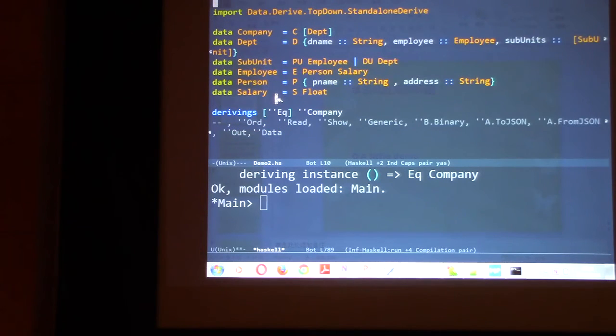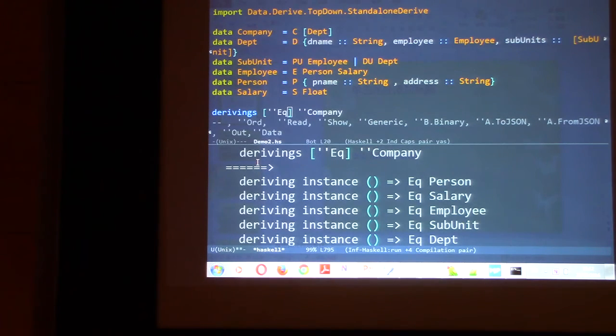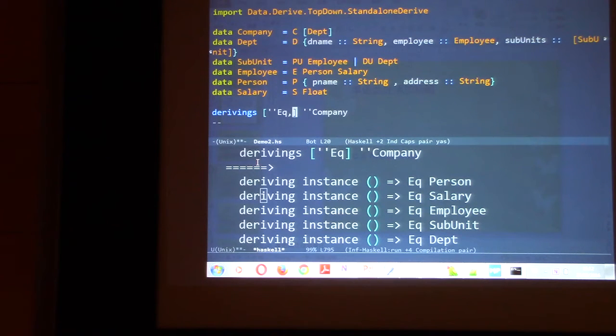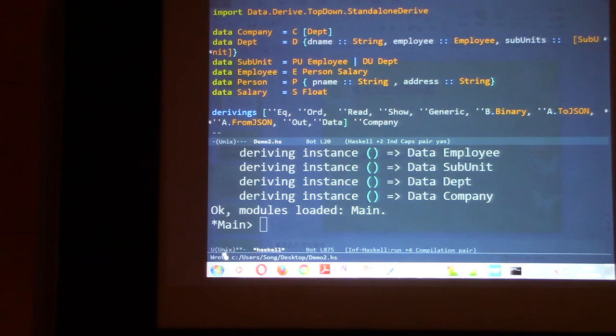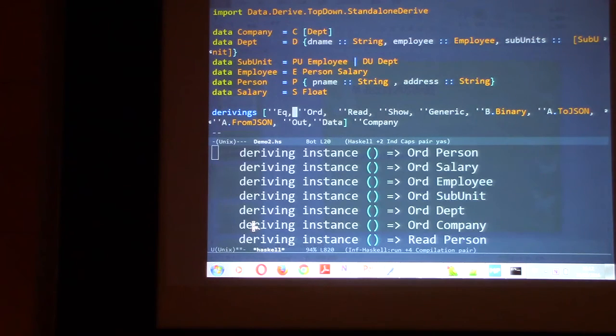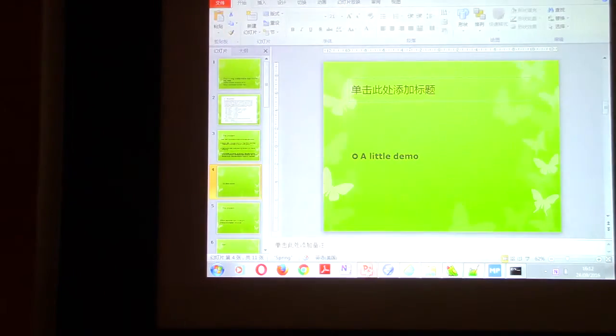Here is the original example from Simon's paper. You have a lot of data declarations. Here I can just say derivings and list all the type classes you want to derive, and then it will derive those instances. And you can do it here, okay. As you can see, you can generate all the instances from the top, which is the Company data type, down to the bottom, like Salary or Person.